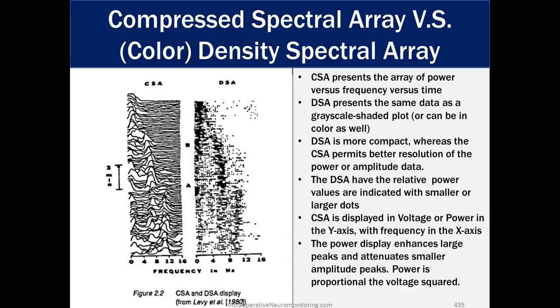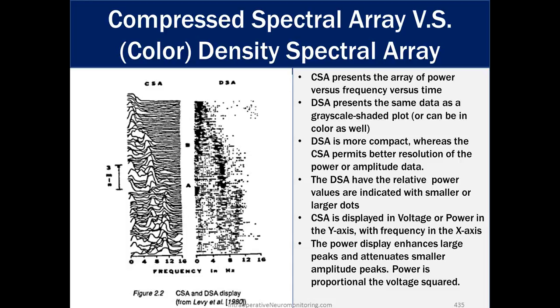So here we're seeing darker, more dots versus this larger amplitude, which for me at least is easier to depict for amplitude size. In the DSA, relative power values are indicated with smaller or larger dots. The CSA displays voltage or power on the y-axis with frequency on the x-axis. So this is the frequency in hertz of the waveforms we're collecting. If we're looking for a fast alpha, slow beta, we're looking for something in this wave here, which we finally get to at this point.